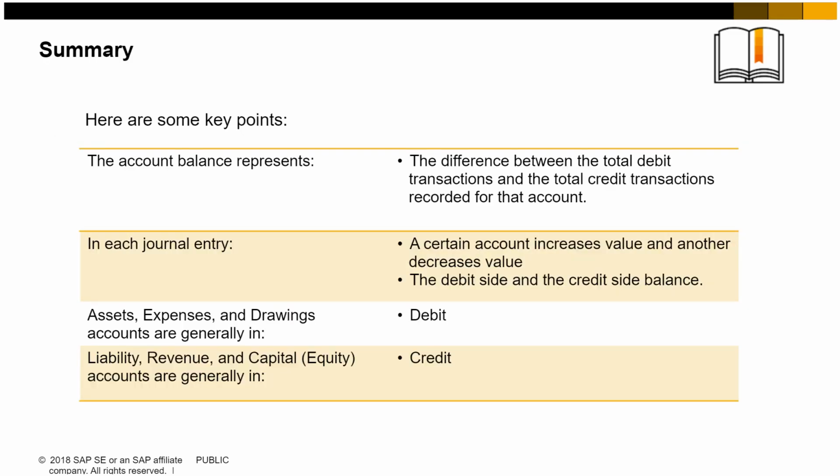Here are some key points to take away. The account balance represents the difference between the total debit transactions and the total credit transactions recorded for that account. In each journal entry, a certain account increases value, and another decreases value, and the debit side and the credit side balance. Assets, expenses, and drawings accounts are generally in debit. Liability, revenue, and capital, equity, accounts are generally in credit.